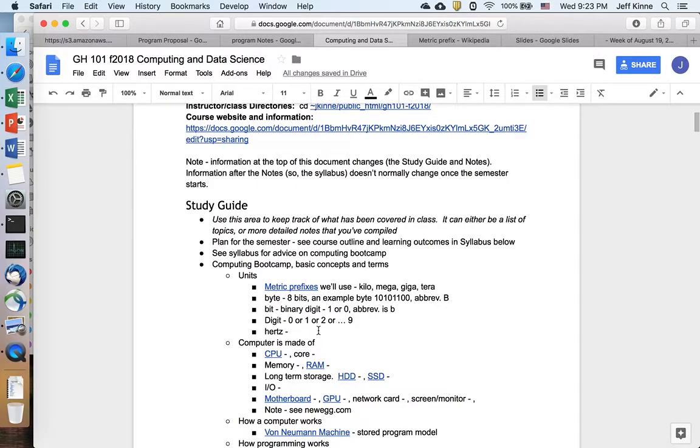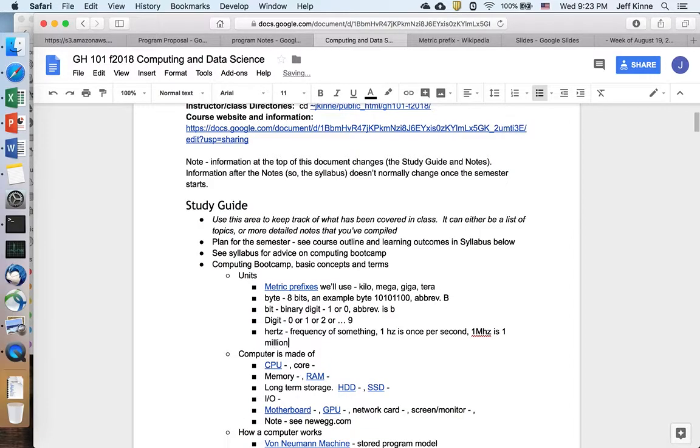And hertz is a measurement of frequency of something. All right, 1 hertz, which is abbreviated like this, is once per second. That's the definition of a hertz. If you have something that's 1 megahertz, that would mean 1 million times per second.